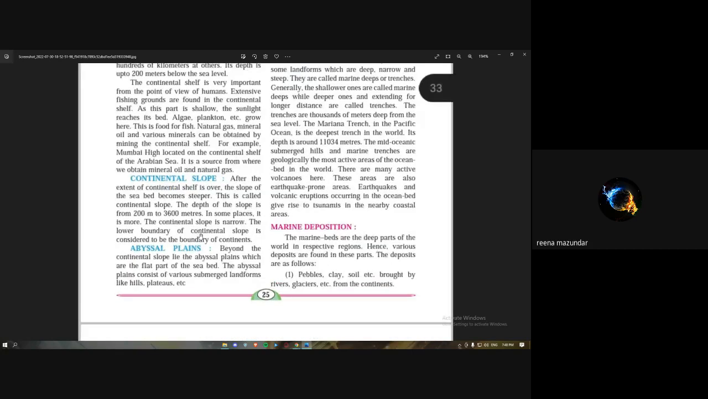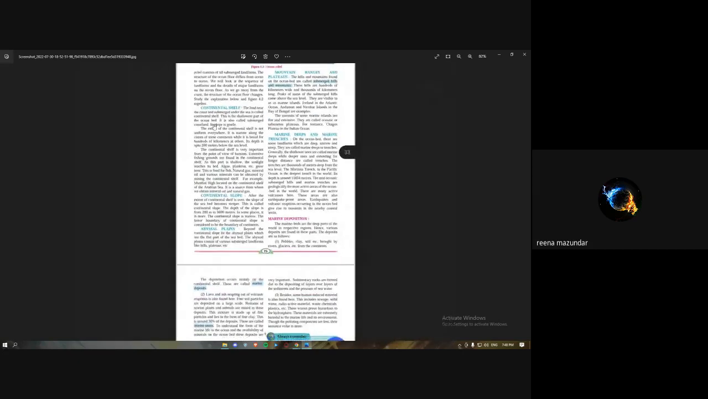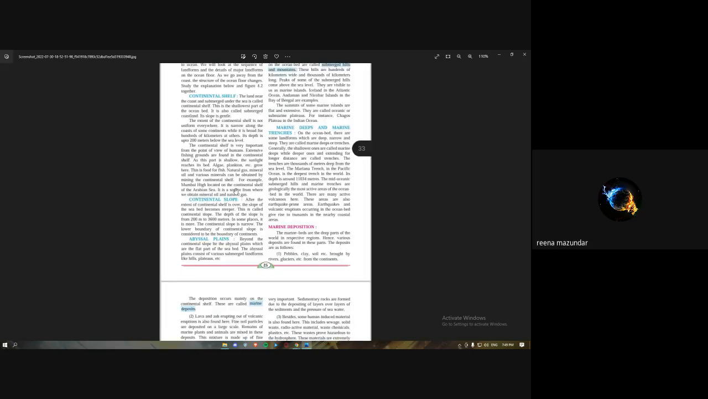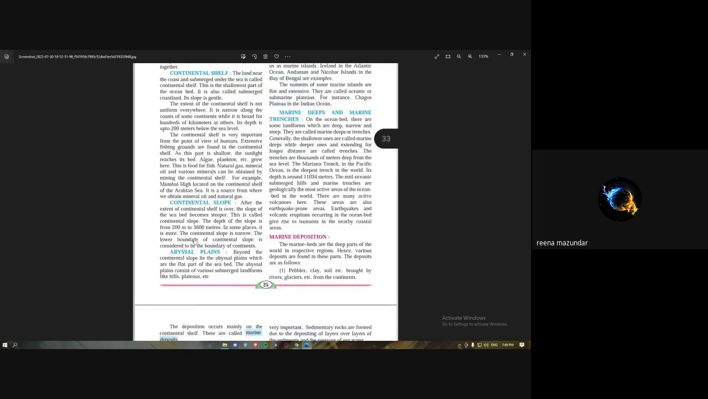This part is the continental slope. It becomes gradually deeper and deeper, becoming very steep. I am putting my arrow on the picture. In this way, we find that it is at a depth of 200 to 3,600 meters. Now, this is another part of the ocean floor. Then the most important part is the abyssal plain.